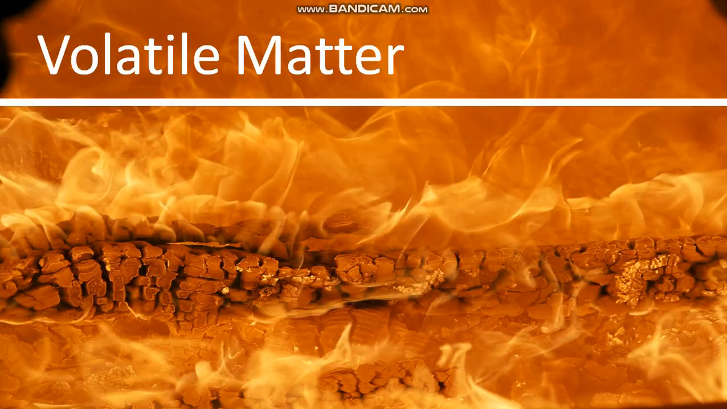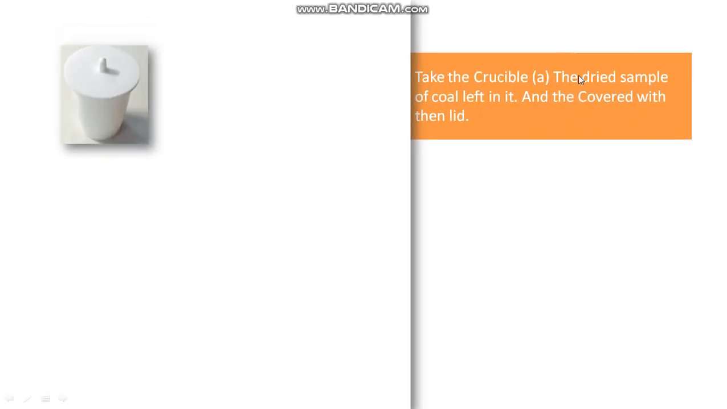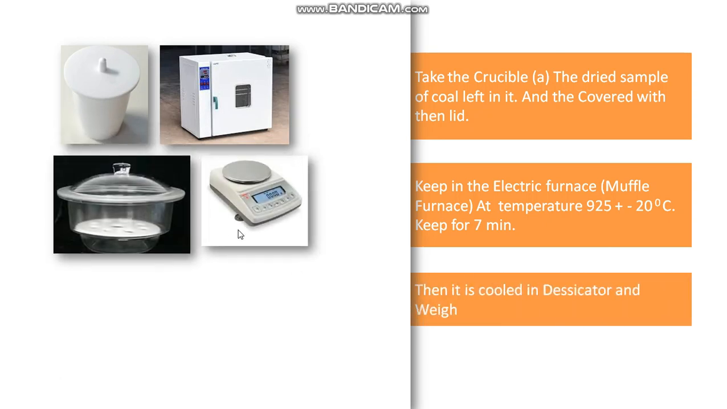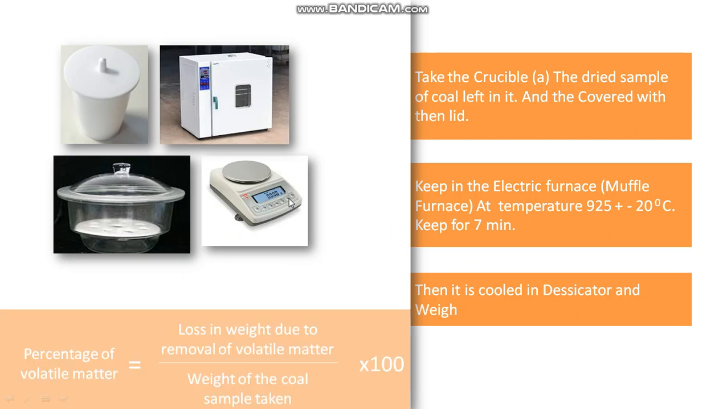Volatile matter. Take the crucible A, which is used for the moisture. The dried sample of the coal is left in it and it is covered with the lid. It is kept in an electric furnace, that is the muffle furnace, and the temperature is 925 plus minus 20 degrees Celsius for 7 minutes. Then it is cooled in a desiccator and then it is weighed.